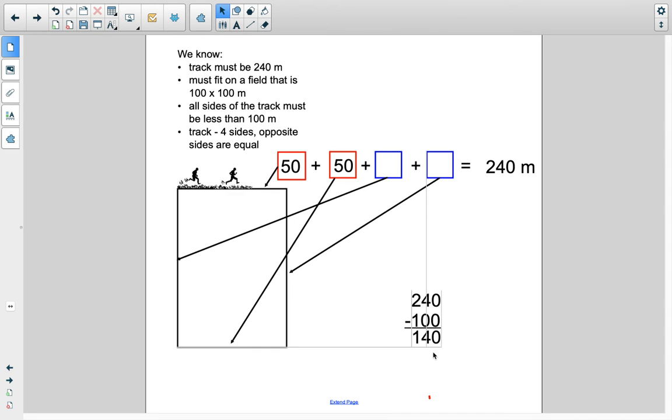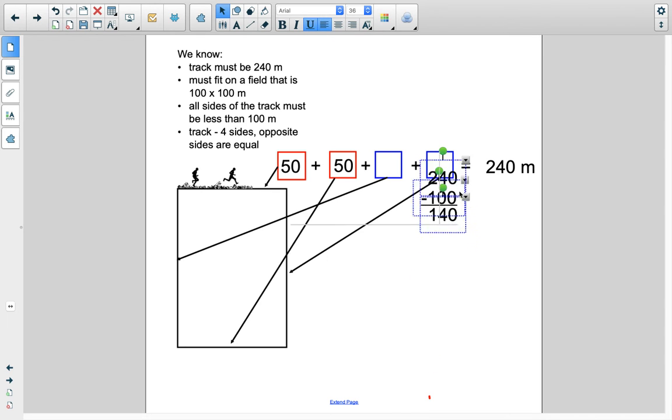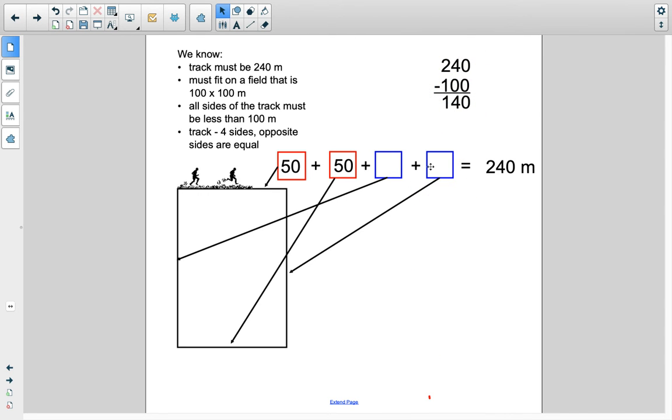I know that it's 140 that I have left, and I've got 2 values that have to be the same that add up to 140. Well, if I have 2 of the same number that add up to one number, for example, say I have 2 numbers that are the same, they add up to 8. Well, what are you going to do? You're going to divide that 8 in half and go 4 plus 4 equals 8. Well, in this case, I'm just going to divide 140 in half.